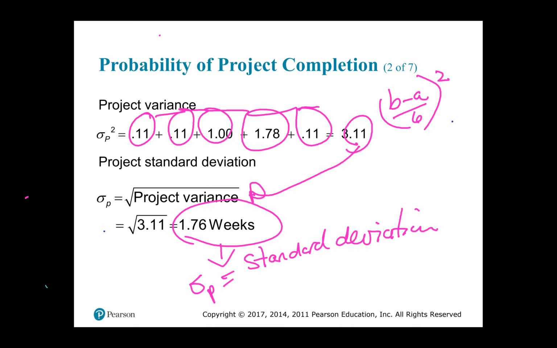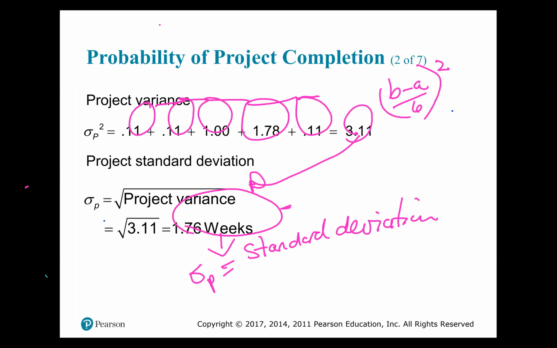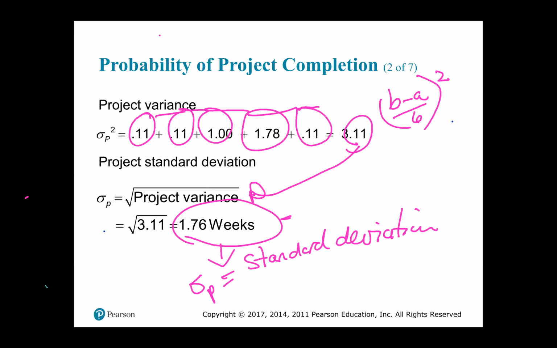So it's sigma p, the standard deviation of the project, right? And in this instance, it is 1.76 weeks. So how do we use that? Well, let's go to the next page. So let me erase, then we go on to the next page, all right?